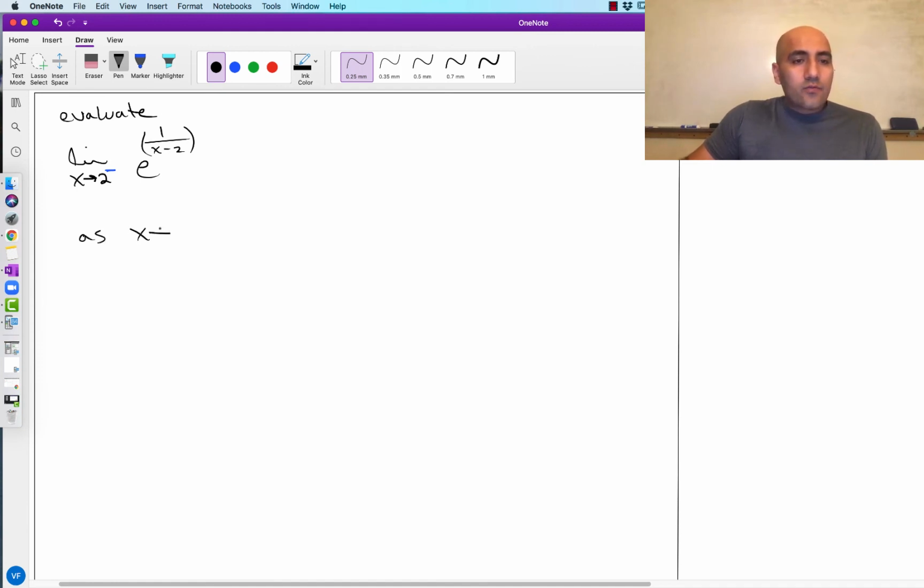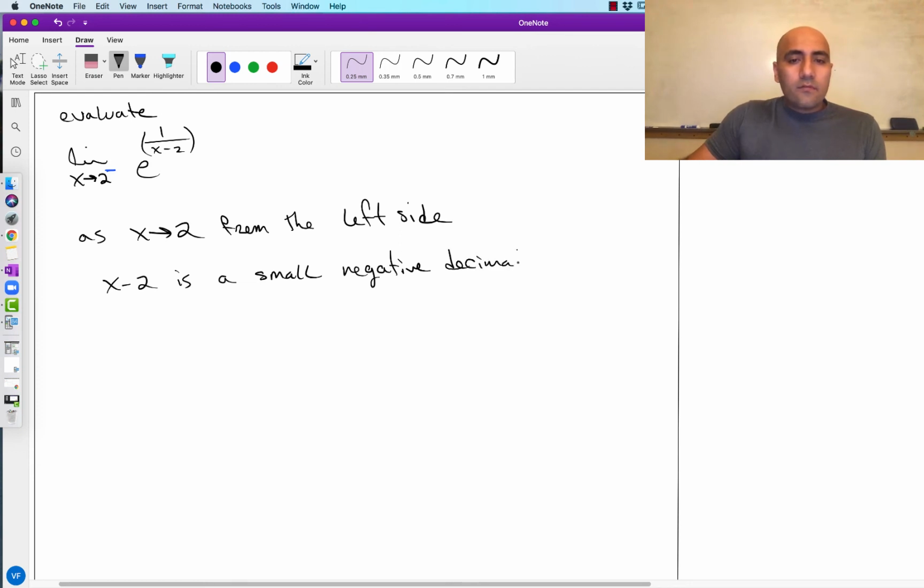As x grows toward 2 from the negatives, from the left side, that must mean that x minus 2 is some very, very small negative decimal close to 0. Right? As we approach 2 from the left-hand side, x could be 1.99999, and 1.99999 minus 2 is a very, very small negative decimal number. And so if we have 1 divided by something that's becoming a very small negative decimal, then this whole fraction is growing toward negative infinity.